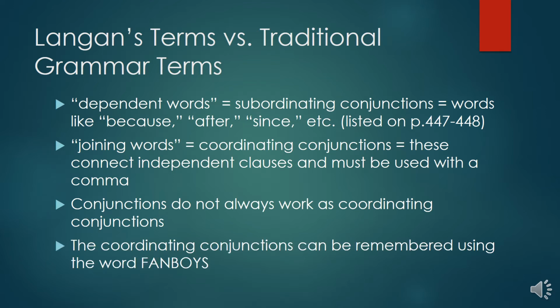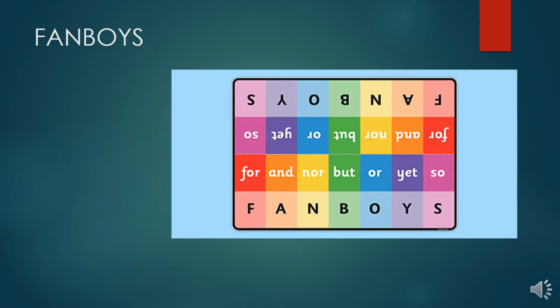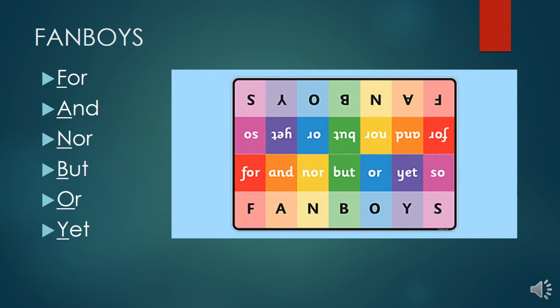The coordinating conjunctions can be remembered using the word FANBOYS. Langan lists the coordinating conjunctions, as he calls them joining words, in his book, but he doesn't talk about the FANBOYS acronym as a way to remember them, and I think that's really helpful. So FANBOYS is a good way to remember these. FANBOYS stands for for, and, nor, but, or, yet, and so. These are all of the coordinating conjunctions.